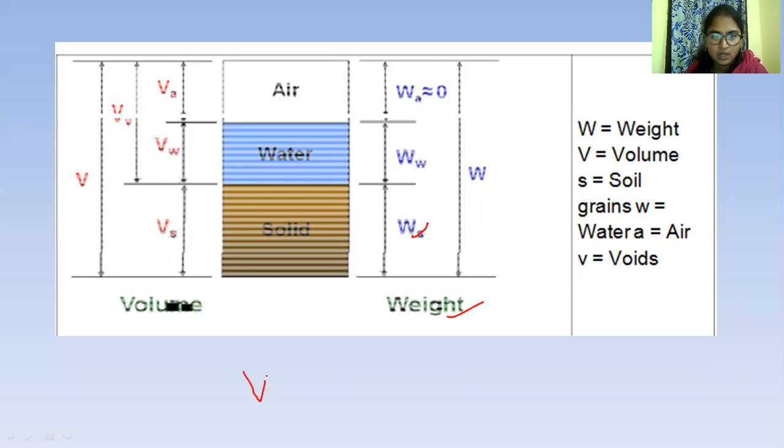The total volume of voids is the space between the soil particles, which is filled by either air or water. So the volume of voids is equal to the volume of air plus the volume of water.